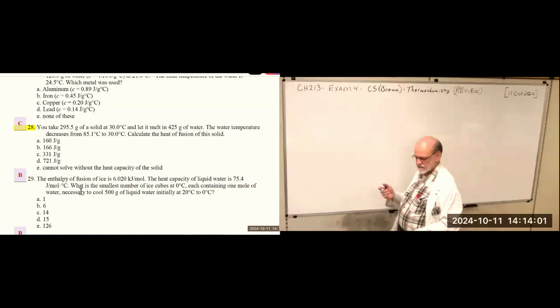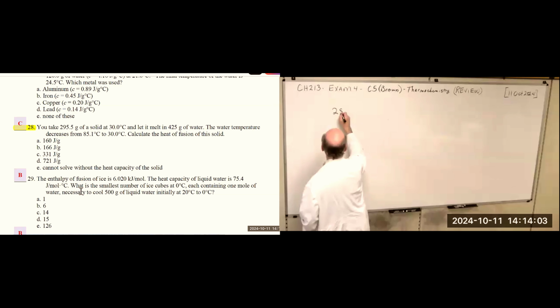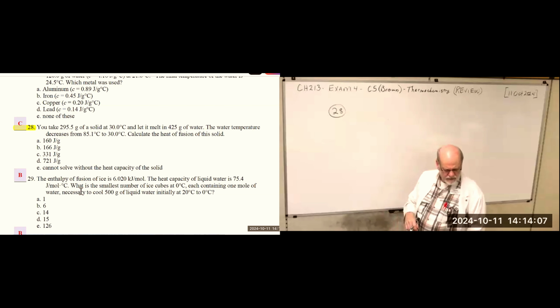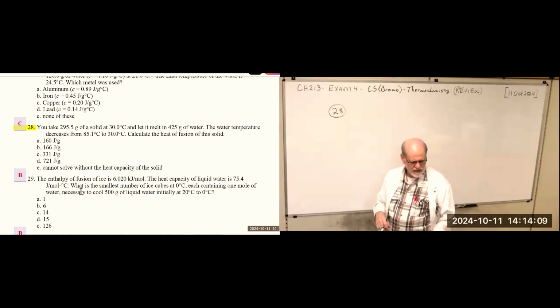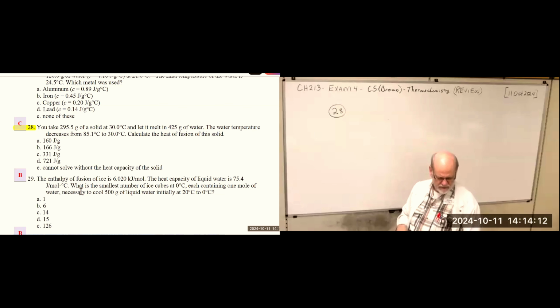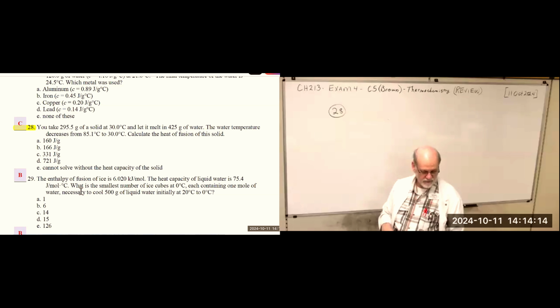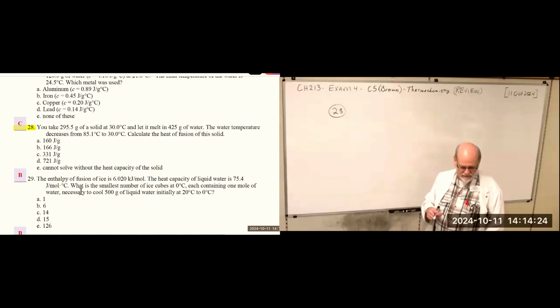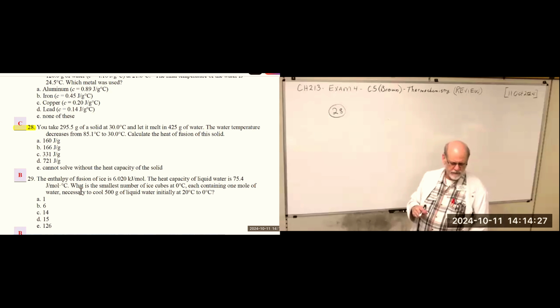All right, 28. You take 295.5 grams of solid at 30 degrees and let it melt in 425 grams of water. The water temperature decreases from 85.1 to 30. Calculate the heat of fusion of this solid. Okay. I don't think we talked about heat of fusion in the video, of course.